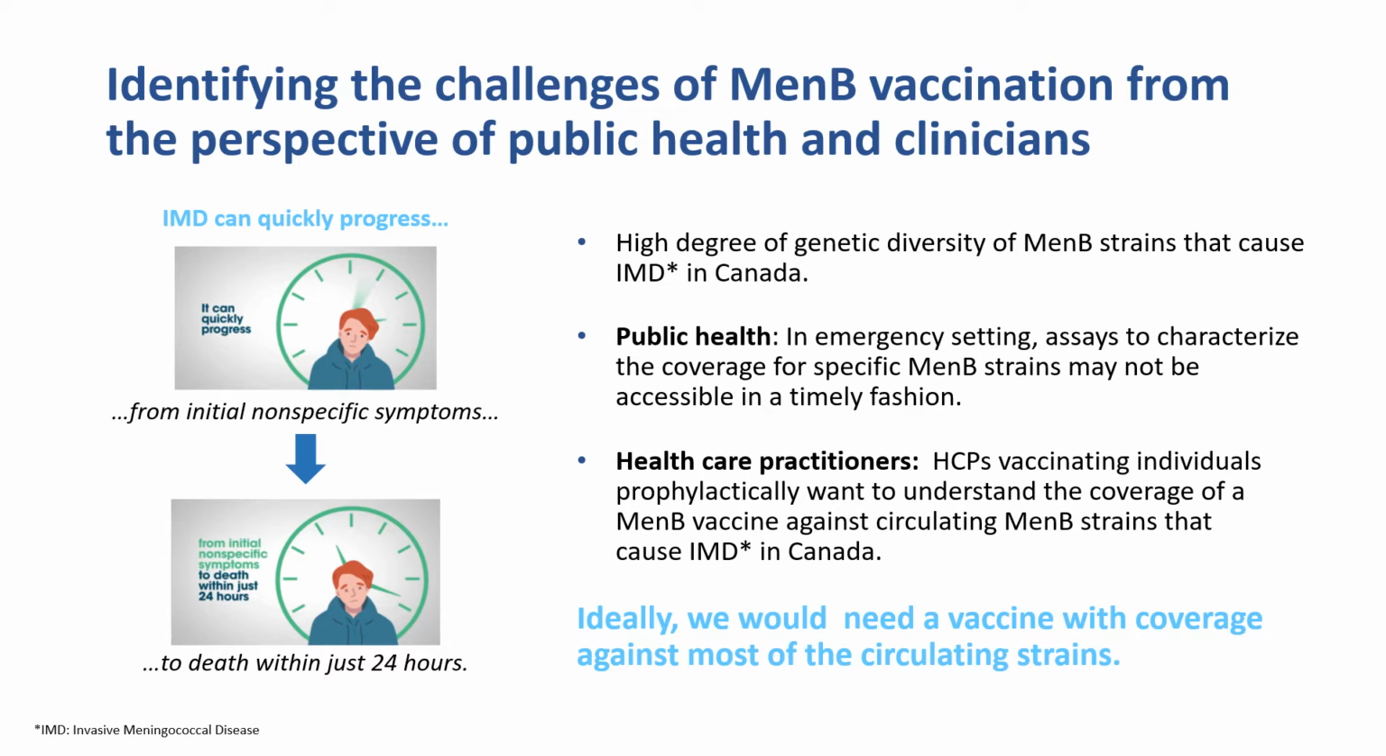The high diversity of MenB strains paired with the rapidity of invasive meningococcal disease creates several issues. For public health, it may limit the ability to ascertain vaccine coverage of a particular strain in real time during public health emergencies. Similarly, healthcare practitioners vaccinating individuals prophylactically would like to understand the potential coverage that a MenB vaccine would have against circulating strains. In both scenarios, a MenB vaccine with coverage against most of the circulating strains would be ideal.